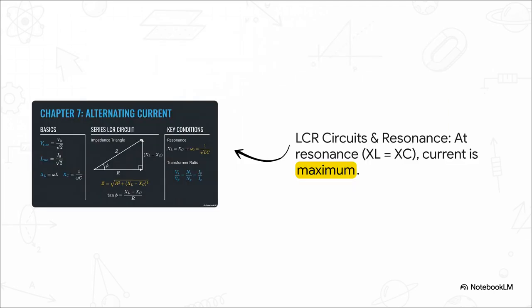This induced EMF brings us to alternating current, or AC circuits. In AC circuits, along with a resistor, you also have an inductor, L, and a capacitor, C. The total combined opposition offered by all three is called impedance, Z. And there's a very special condition called resonance, which happens when the inductor's opposition, XL, becomes equal to the capacitor's opposition, XC. At this point, the circuit's impedance is minimum, and the current is maximum.